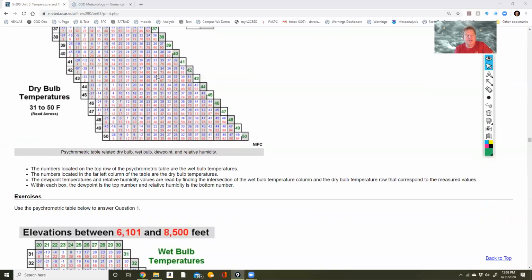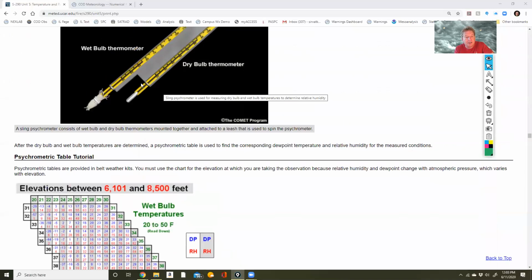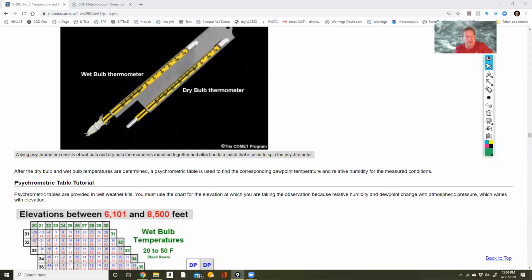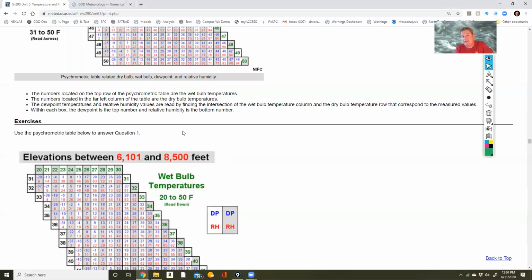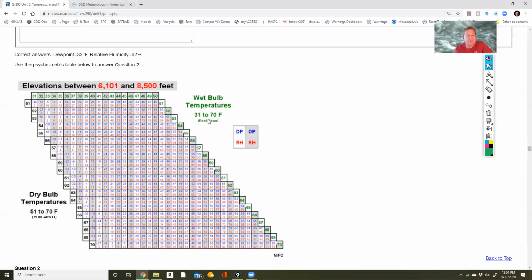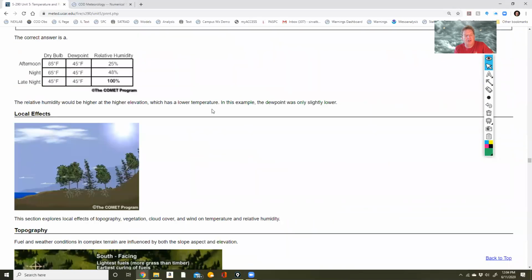So remember, this is a sling psychrometer. That's the name of this. So here's how you spell sling psychrometer. That's this instrument. It's really easy to measure this thing if you spin it around. And then from that and these tables, I tell you the relative humidity and the dew point. That's all they're saying in this thing.